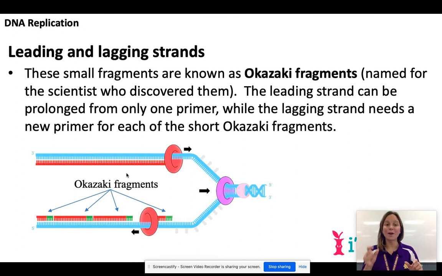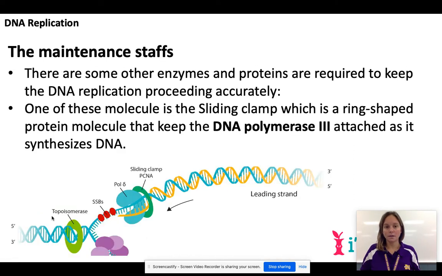But here's the thing, when I create those Okazaki fragments, I'll actually get little gaps that have to be filled in. And so in order to fill in those gaps, we also need another protein to come in and fill in those gaps.